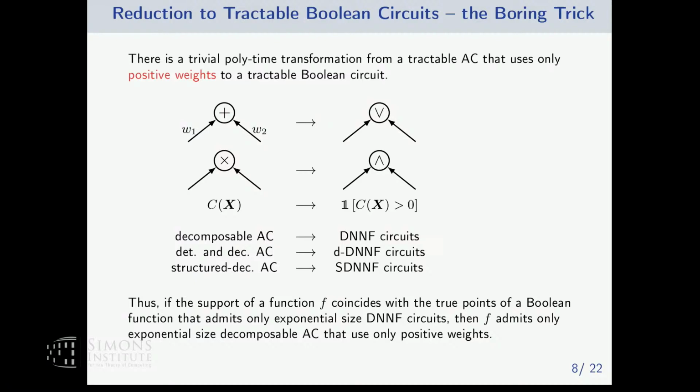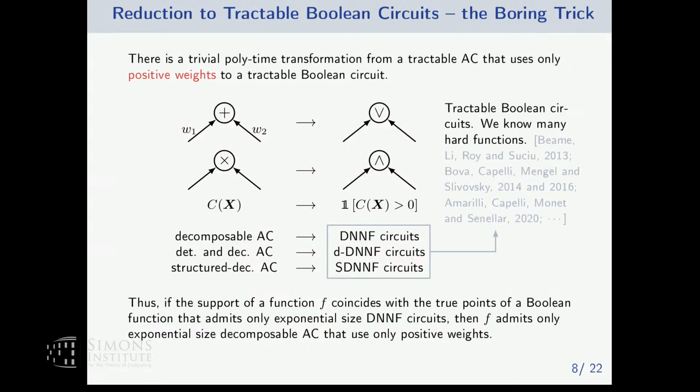We just take the plus gate, we replace it by OR, we get rid of the weights, and the product we replace by AND. Assuming my initial circuit was only using positive weights, after the transformation I've obtained a Boolean circuit that represents the indicator for the support of the function. Maybe this circuit had no assignment that returned 0 in the first place, so this is just computing the uniform 1 function, but sometimes this will not.